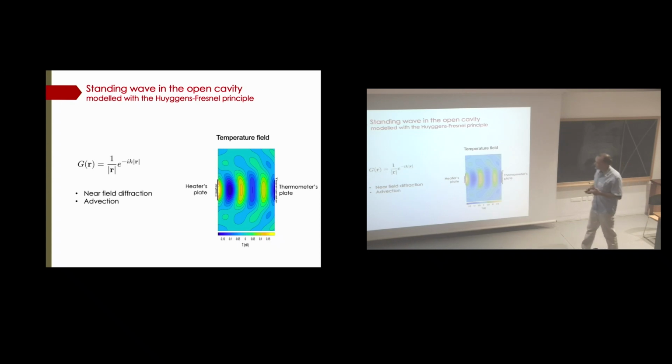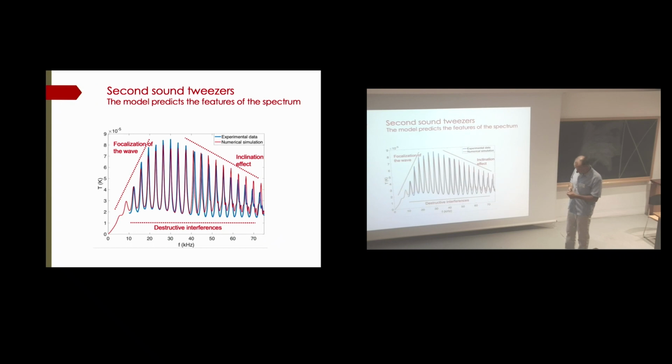To understand what is going on, we have developed a model which accounts for diffraction, near-field diffraction, and advection. I'm not going to go through the model, but it's basically an optical interferometric model. And we can predict, for example, what is the temperature field here for the fifth mode of resonance between a heating plate and thermometer plate. And you can also predict the frequency resonance spectrum. And we can compare it to experiments. As you can see, what we measure with the tweezer and what the numerics based on the model are doing, with one adjustable parameter, we get the whole picture.